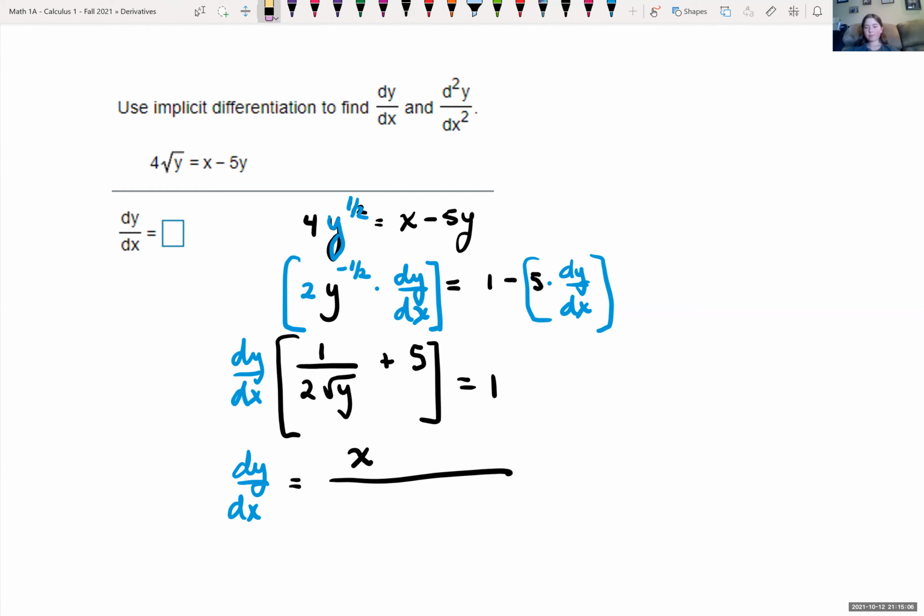And wouldn't it be 2 over the square root of y, not 1 over? Yep, you're right. I was just bringing that down to the denominator to make the exponent positive, and that 2 should be up in the numerator. And so I have 1 all divided by 2 square roots of y plus 5.